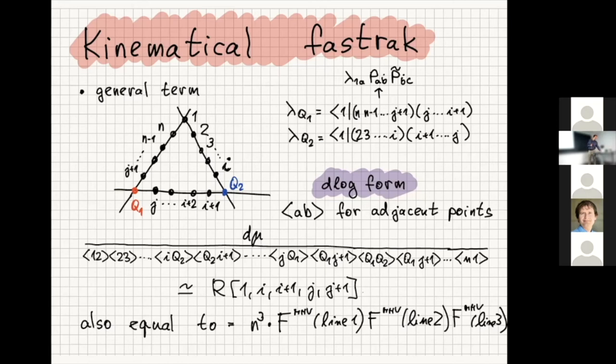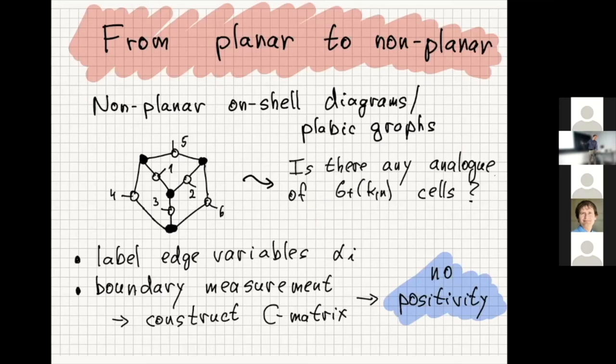Right. Okay, good. So now about non-planar, we will use the same way to calculate these functions also for the non-planar on-shell diagrams, or plabic graphs. So here is the question. Is there any analog of the cells in the positive Grassmannian for non-planar on-shell diagrams? I don't think the non-planar on-shell diagrams and plabic graphs have been studied that much. There was a little bit, which I will mention.